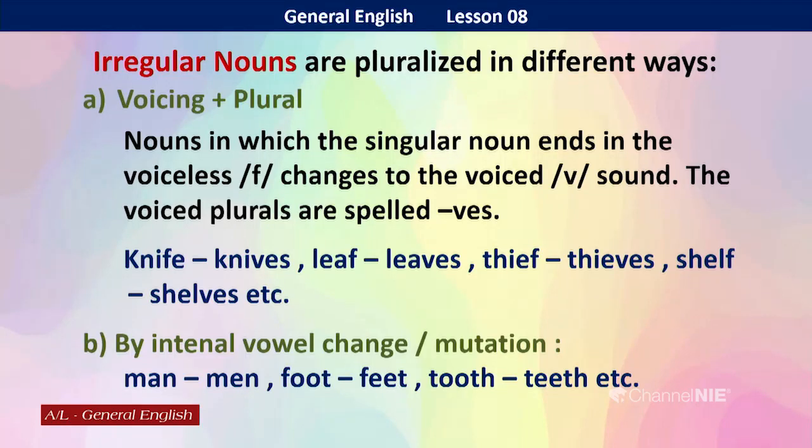Then foot, the plural noun is feet. Internal vowels have been changed. Tooth, singular noun is tooth, plural noun is teeth. Internal vowels have been changed, right. So, likewise by changing the internal vowel, or we call it mutation, we can form the plural form of certain irregular nouns in English.